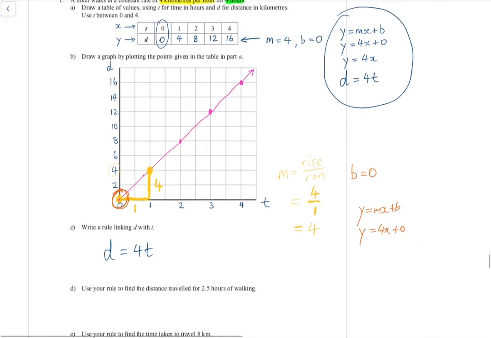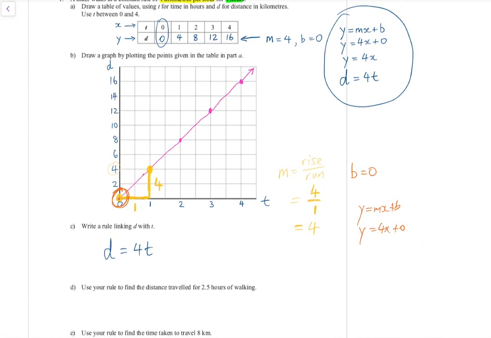Now, part C says, use your rule to find the distance travelled when you walk for 2.5 hours of walking. Well, if I use the actual rule, the rule says the distance that you travel equals 4 times t. If we're walking for 2.5 hours, we put into the calculator 4 times 2.5 and we will get 10. So if you walked for 2.5 hours, you would have walked 10 kilometres if you're using this model.